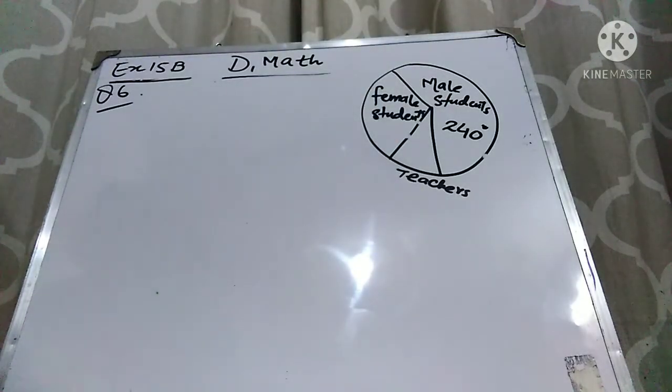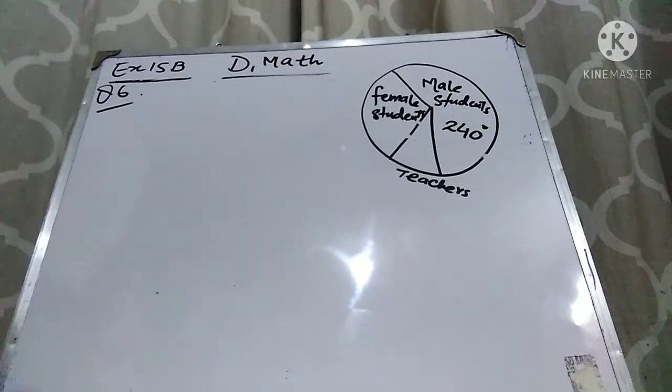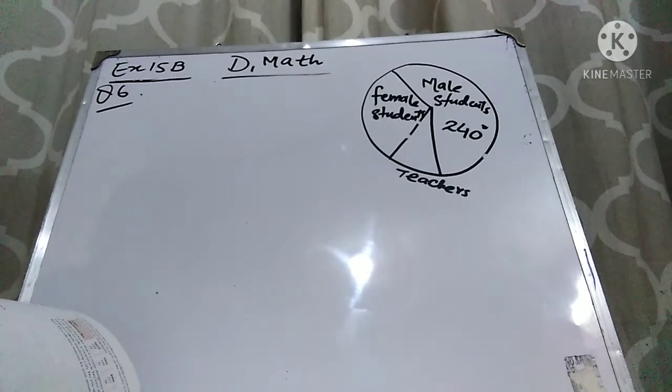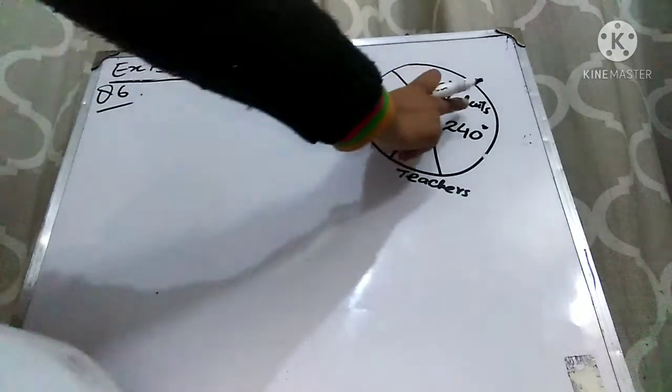So in question number 1, they are saying that if there are 5 times as many female students as teachers in the school, find the angle of the sector that represents the number of teachers in the school. So they are just talking about the teachers and the female students. They're not talking about the male students.